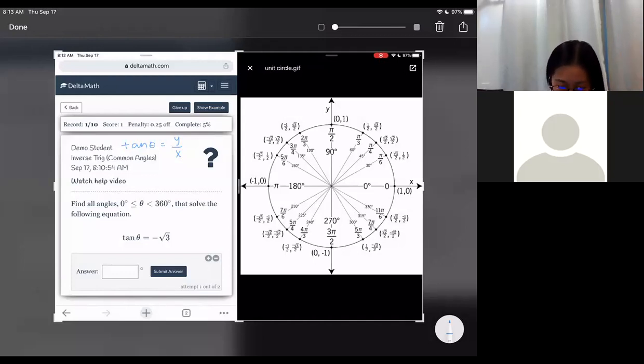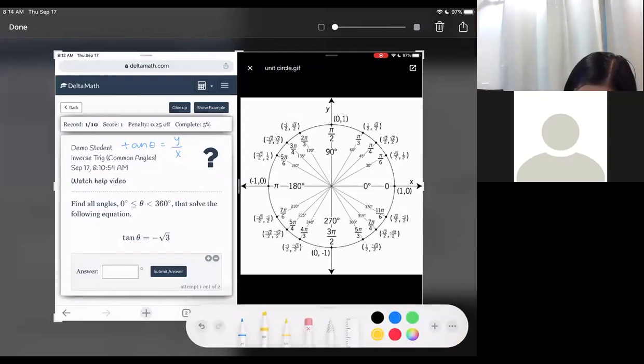Great. What I was trying to say was that tangent is sine over cosine, and you know that sine is y and cosine's x. So tangent is y over x. And the only way you can get your y over x to simplify to negative root 3 is that one of them has to be negative. Let me first of all highlight how I got that.